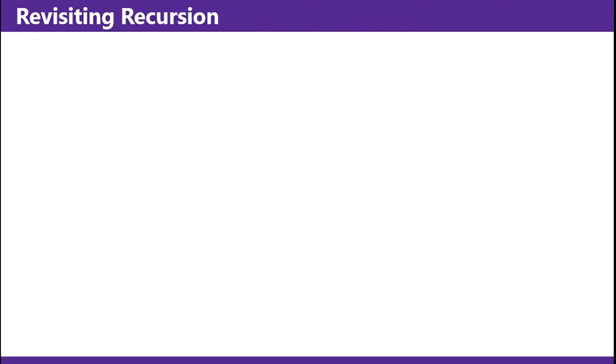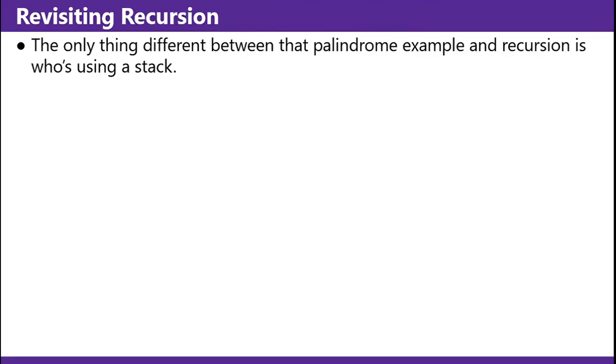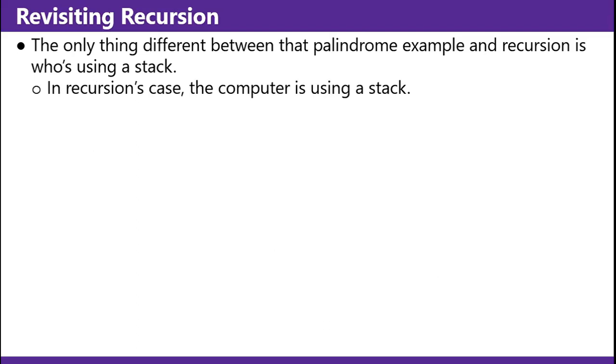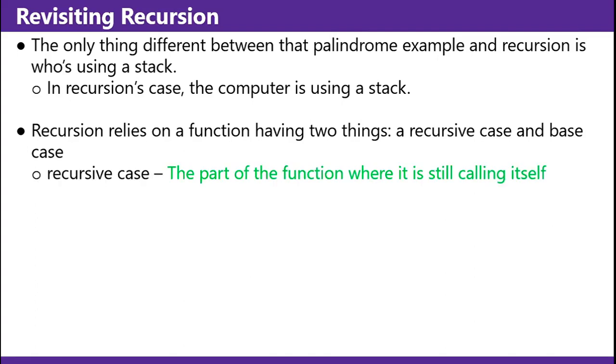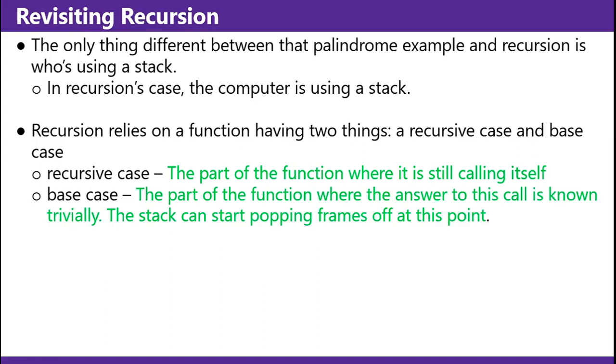Revisiting recursion. The only thing different between that palindrome example and recursion is who's using a stack. In recursion's case, the computer is using a stack. Recursion relies on a function having two things, a recursive case and a base case. Recursive case, the part of the function where it is still calling itself. Base case, the part of the function where the answer to this call is known trivially. The stack can start popping frames off at this point.